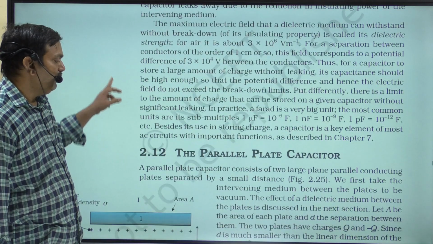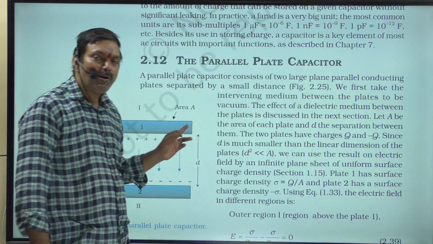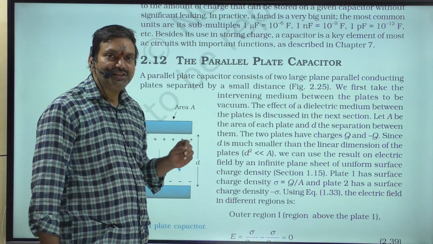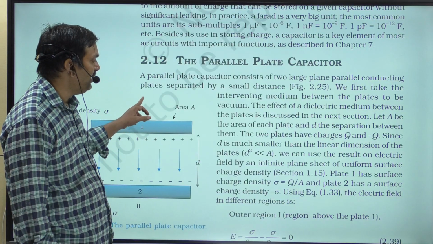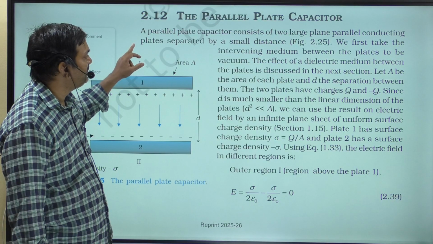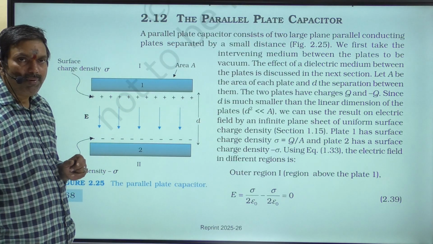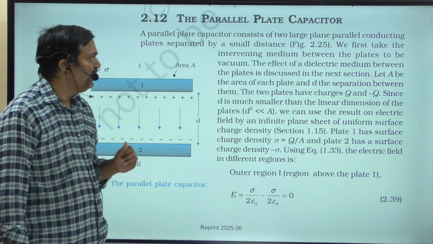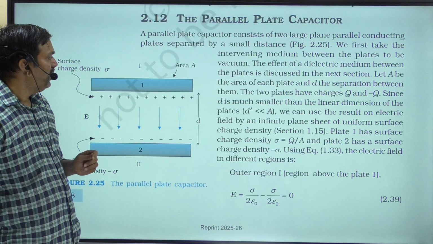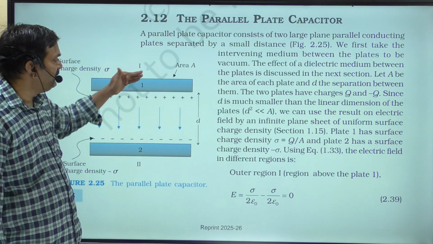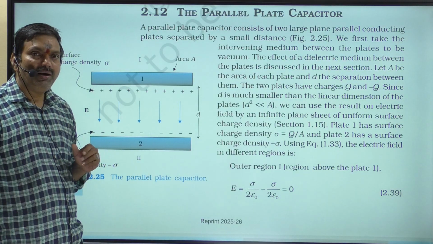Now let us look at one of the basic capacitors, because its expression is important. From short answer questions, you can expect one SAQ from this particular concept: the parallel plate capacitor. So how to derive the expression for the capacitance of a parallel plate capacitor? Simple. Look at the construction. As the name implies, we have two parallel plates, plate 1 and plate 2. We consider three regions: the region above plate 1, the region below plate 2, and the region in between the plates.